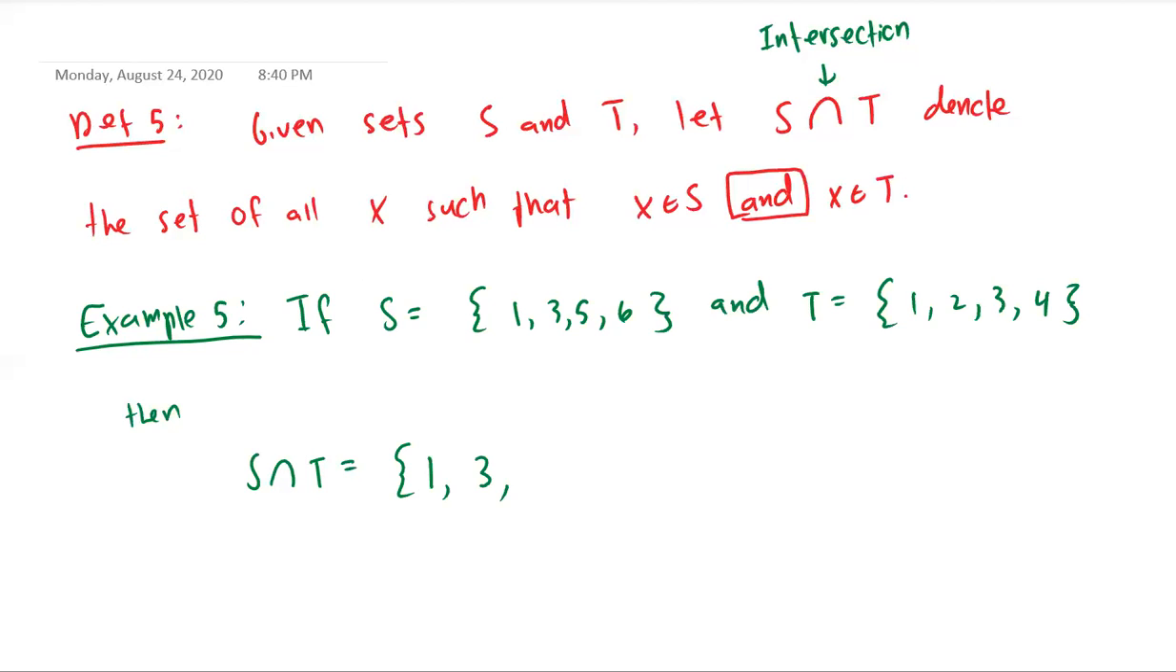5 is only in S. It's not in T, so we don't include it. And 6 is only in S, but it's not in T. It's not in both of them, so we don't include it. So the intersection is just the set containing the elements 1 and 3. And again, these are the elements that are in both sets.